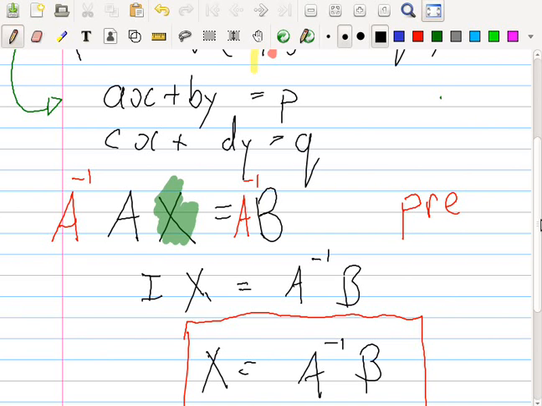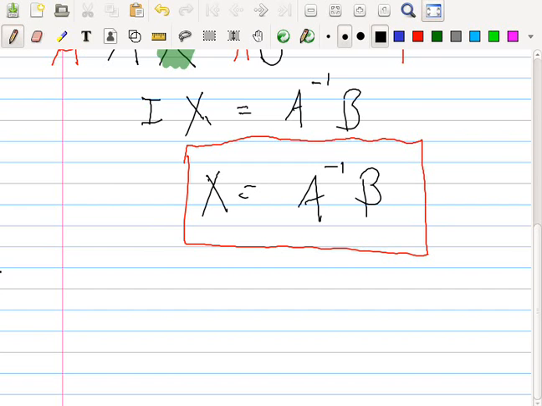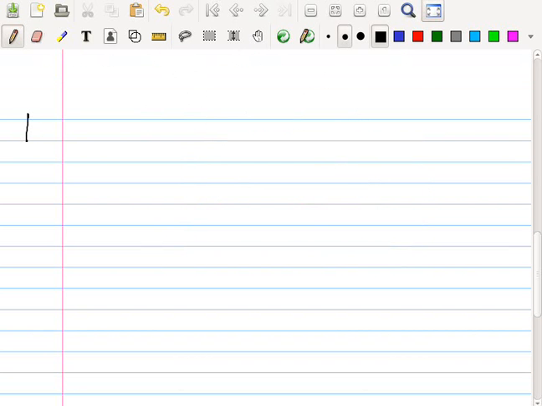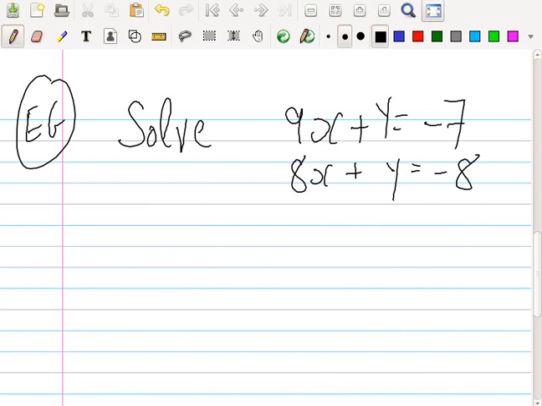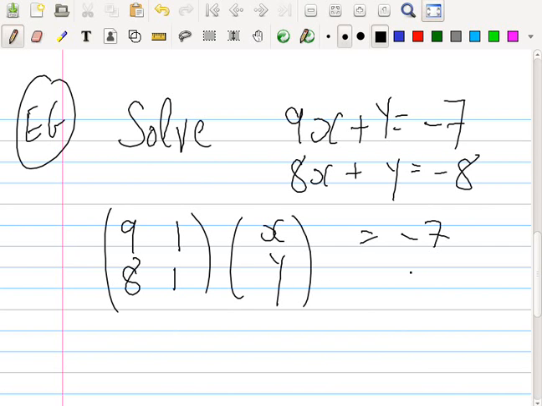Okay, so let's have a look at an example now. New page. So for example, I say solve 9x plus y equals minus 7, and then 8x plus y equals minus 8. So the first thing you need to do is write this in matrix form. So that would be, for example, here 9, 1, 8, 1, xy equals minus 7 minus 8.